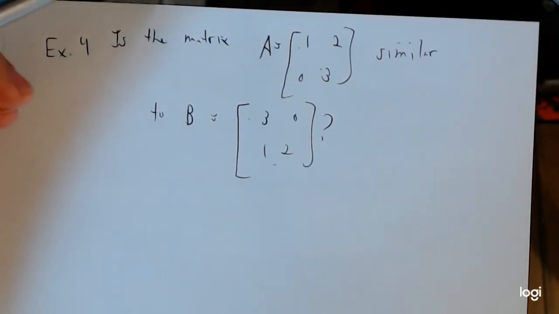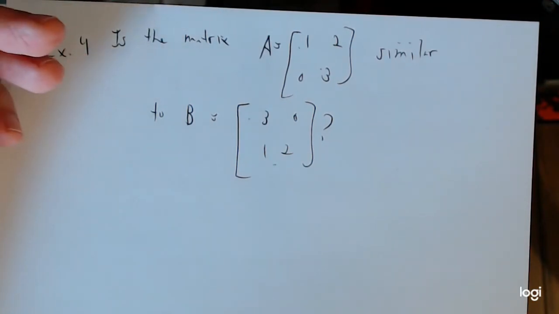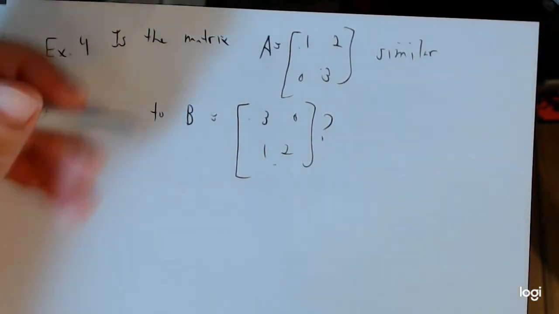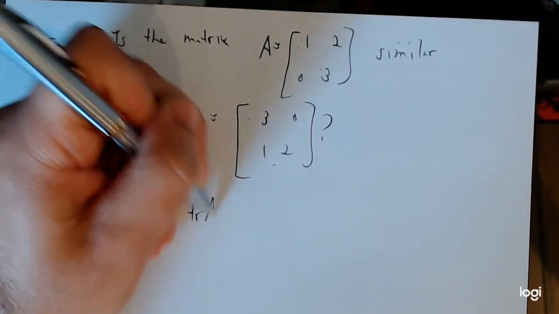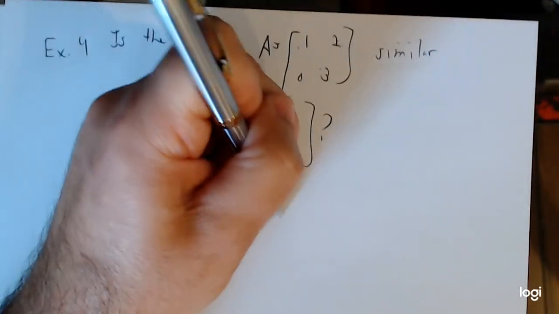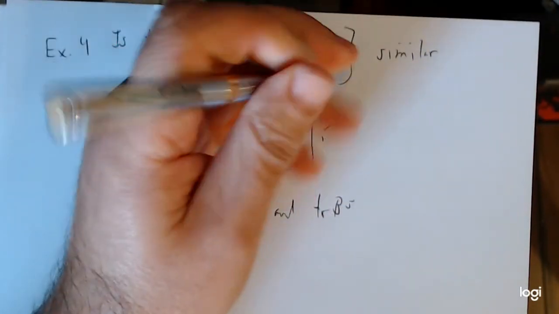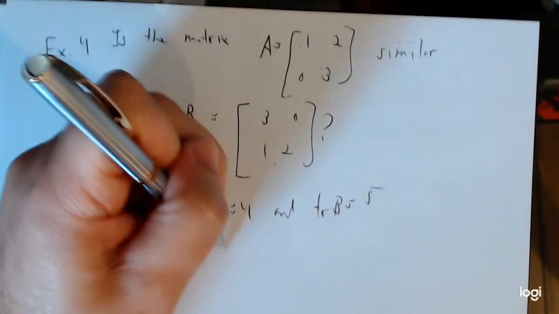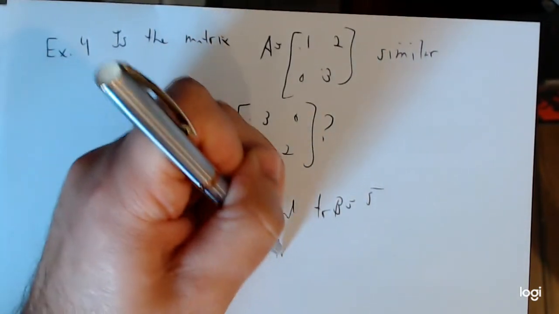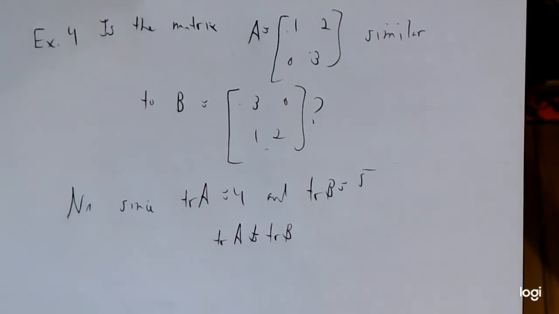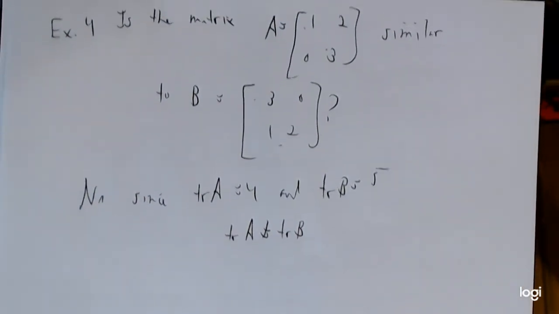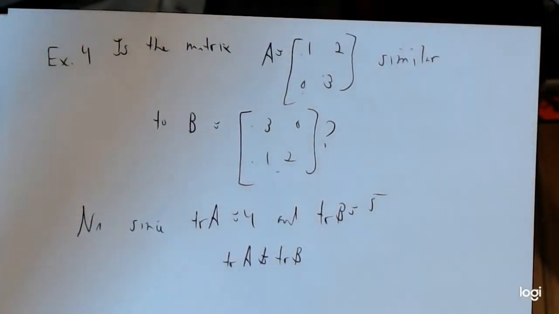So clearly they're not similar because in the last theorem, we know that their traces must be the same. So the answer here is no, since the trace of A is equal to 4 and the trace of B is equal to 5. So clearly the trace of A does not equal the trace of B. And we know that if they are similar, their traces must match up, right? Because their eigenvalues need to be the same for their characteristic polynomial, right? You could have even found their characteristic polynomials and shown that they're not the same. There's so many ways you can do this.